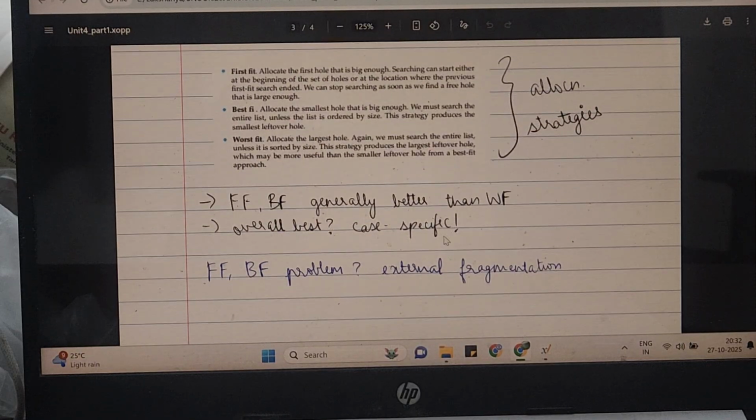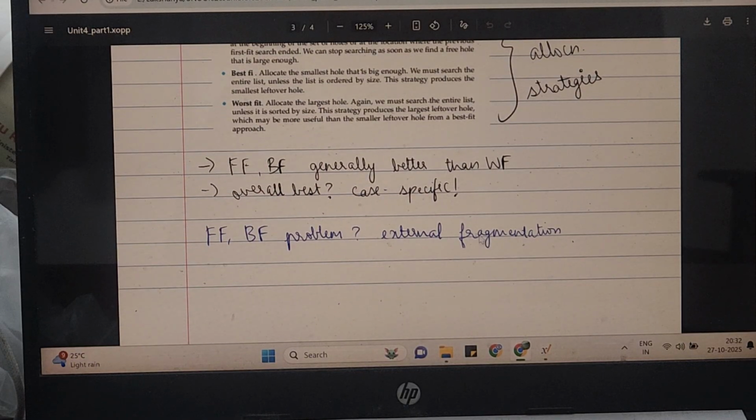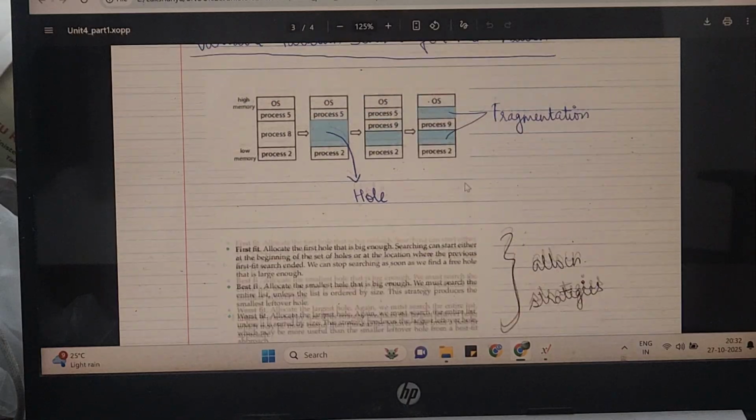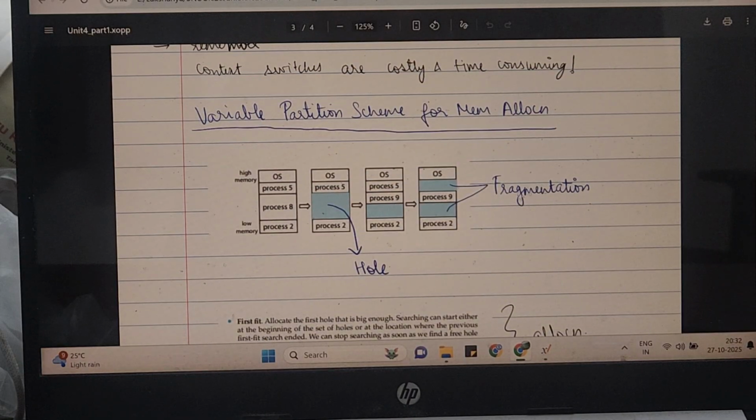Now the problem with this scheme is fragmentation. So fragmentation is something we saw here also, and I said we'll come back to it. So the problem with this variable partition scheme, basically like putting processes into the free holes, there's a problem, and it is fragmentation, which we'll discuss in the next segment.